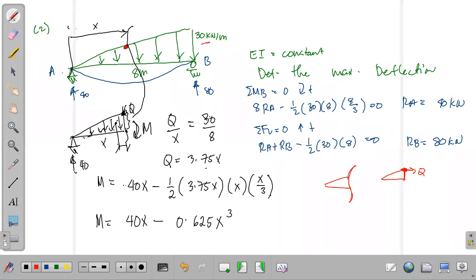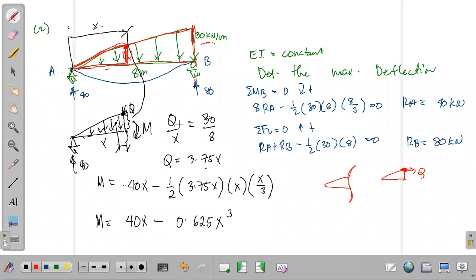Kasi ang value na 30 kilonewton meter is sa may support B. So pagka nag-cut ka, hindi mo alam yung value ng Q. So paano isolve yung Q? By similar triangle. Pag nag-cut ka dyan, hindi mo din alam yung distance, kaya x. Okay? So by similar triangle, Q is to x, equal siya sa 30 is to 8, yung isang triangle natin kasi similar triangle. So we have 30 is to 8.